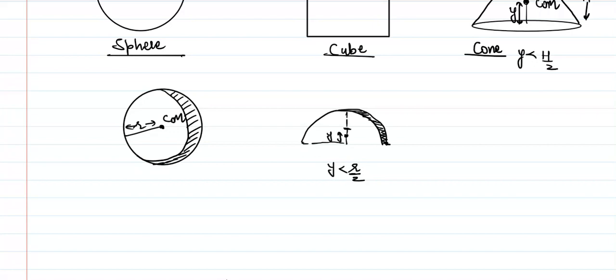Because if I divide this disk in two parts, then you can see the base of the disk is more heavy. The base of the disk is more heavy. That means the center of mass is going to lie in the heavier section.